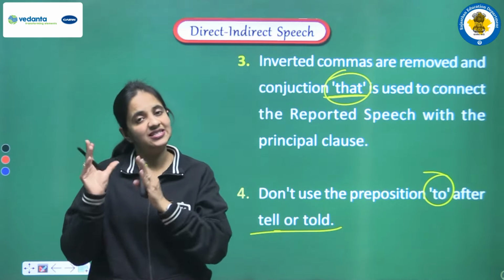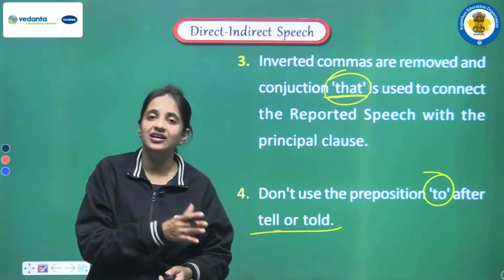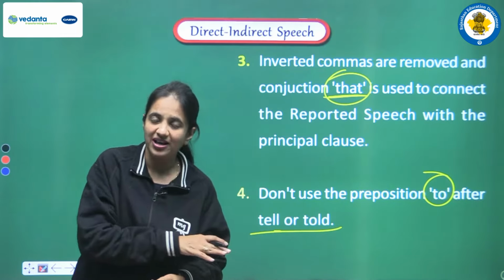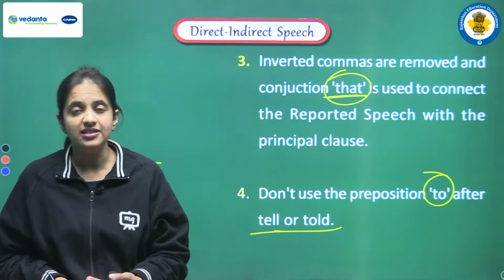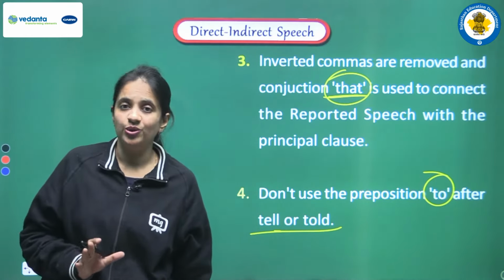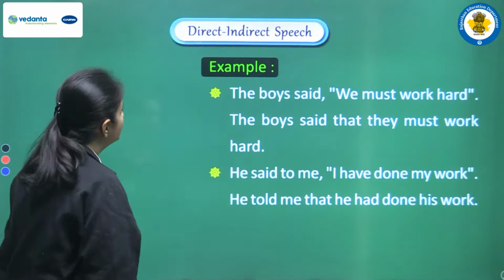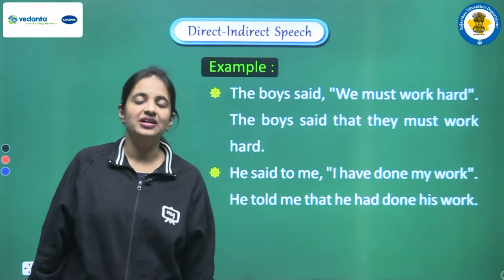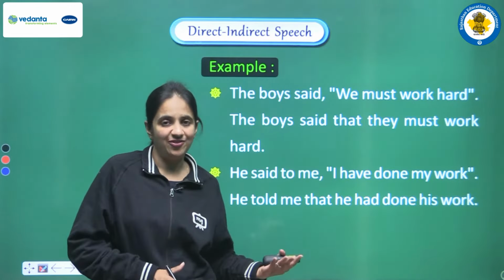ओके, सो यस, said के बाद में to आएगा लगा हुआ अगर वहाँ पे कोई object दिया हुआ है, but when we are converting said to into told, then after told we don't want to add 'to'. क्लियर? So now let's see some examples to clear all the rules that we have discussed.